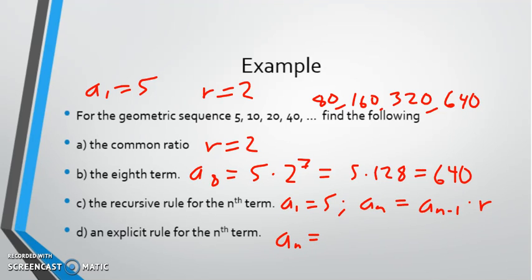a sub 1 is a set value. That's never going to change. The first number in this pattern is always 5. My r value is never going to change. That is always going to be a 2. But the n, that we want to leave as is. Don't plug anything in for n. Because the idea is now I can use this formula to say I want to find the 20th term, so I'm going to plug in 20 raised 2 to the 19th power and multiply by 5. So this formula lets us quickly evaluate any term in the sequence.